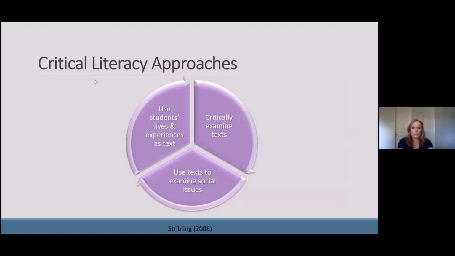So again, really just critically examining the text, not just believing it because it says it in the print in front of us, but what does it mean? Why do we think the authors portrayed it this way? Why is it presented this way? How might it be portrayed differently if it was written by a different person who had a different experience? Using text to examine social issues and using students' lives and experience as text.